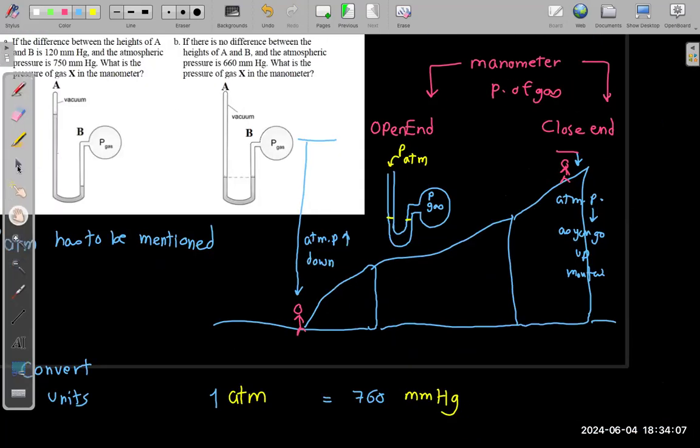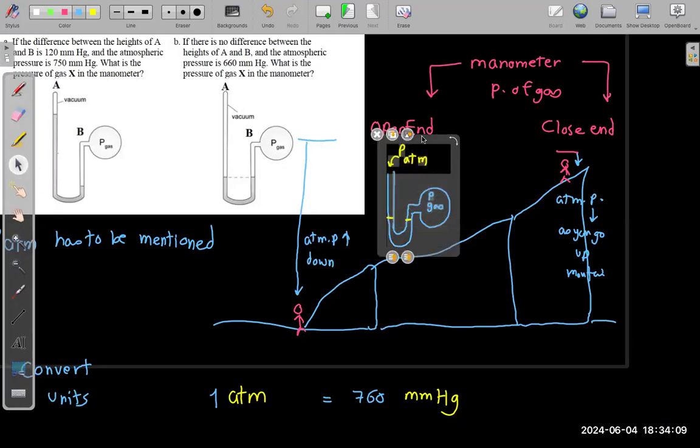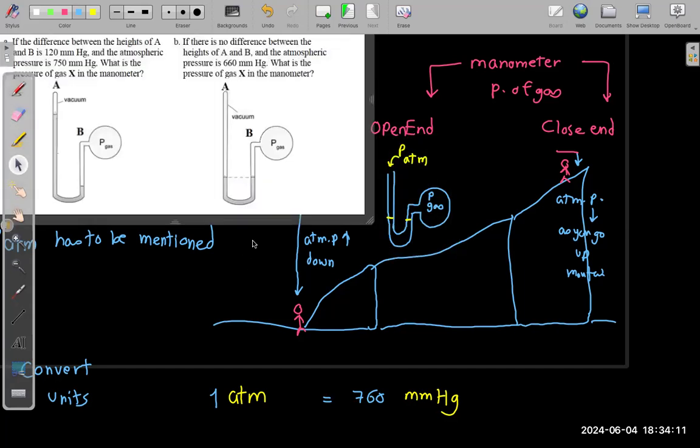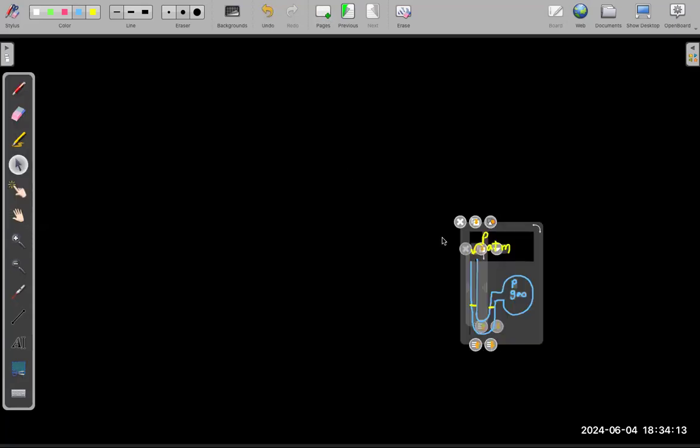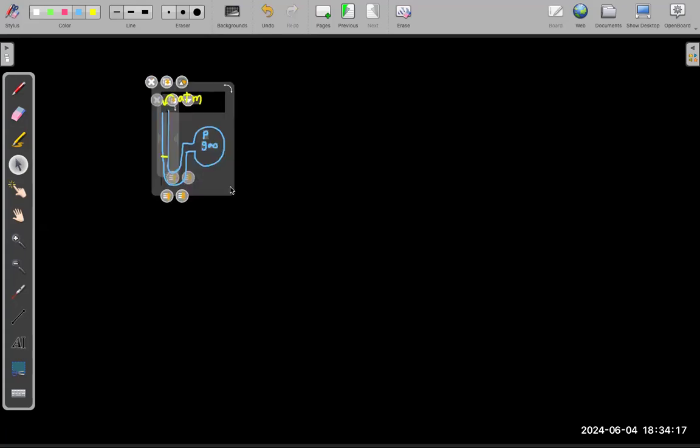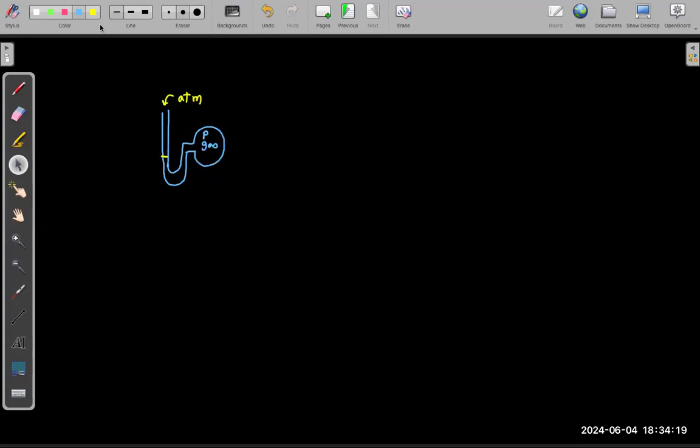We said that if the pressure line is the same as the line of the gas, then in this case you will say that the pressure of the gas is equal to the atmospheric pressure. So if the atmospheric pressure is 700, the pressure of the gas will be 700. Why? Because they are all at the same height.